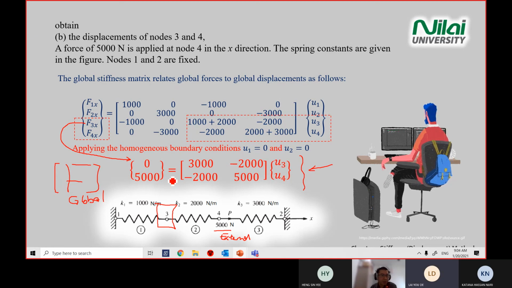Okay, Katana, do you understand why this one is 2 equations? Katana, do you understand? Not very sure. Maybe because the biggest matrix is a 2 by 2. Correct. The answer is 2. The matrix here is 2 times 2.